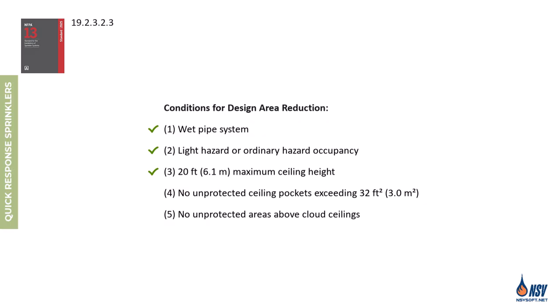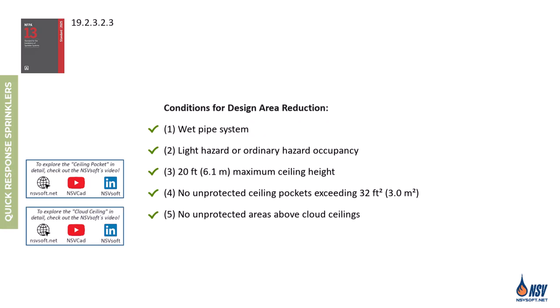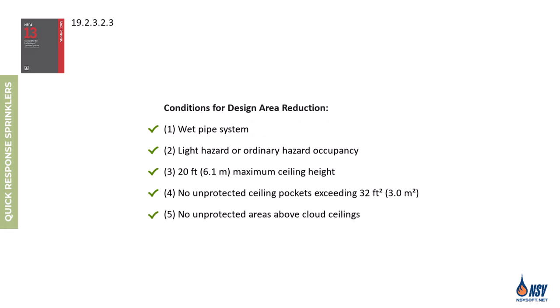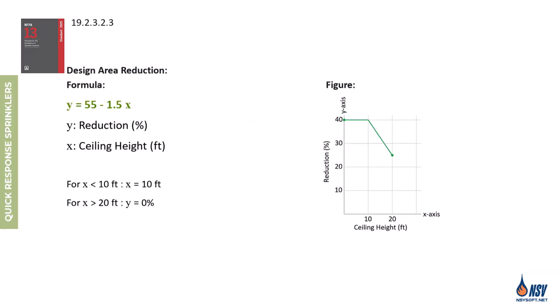less. To qualify, there must be no unprotected ceiling pockets larger than 32 square feet and no unprotected spaces above cloud ceilings. When all the required conditions are met, the standard allows us to reduce the design area based on the ceiling height. This reduction is provided either through a formula or a figure. In the formula, Y represents the percentage reduction in design area and X is the ceiling height in feet. However, if the ceiling height is less than 10 feet, we must treat it as 10.